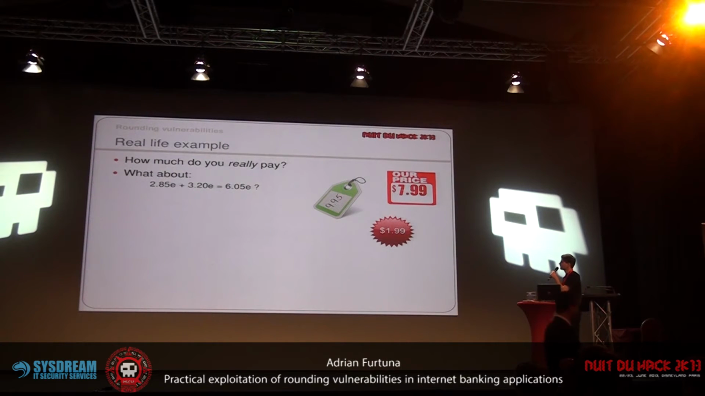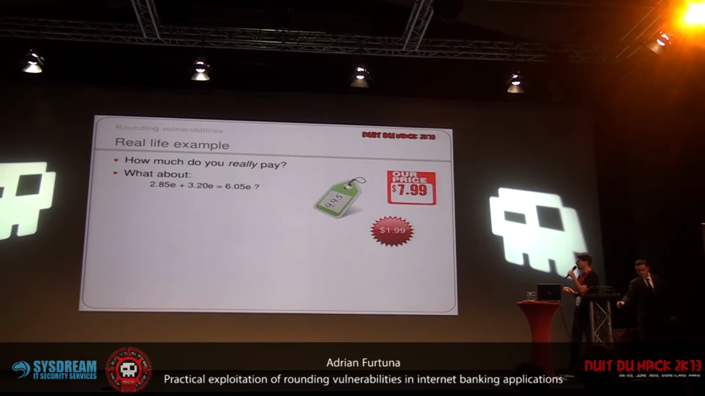What about if we buy two products and together they make 6.05? How much do you pay? Do you round it to 6 or to 6.10? From my own experience, maybe you have other experience, but I usually round it in favor of the seller. So in this case I pay 10, in this case I pay 8, in this case I pay 6.10. Please tell me if you have other experience.